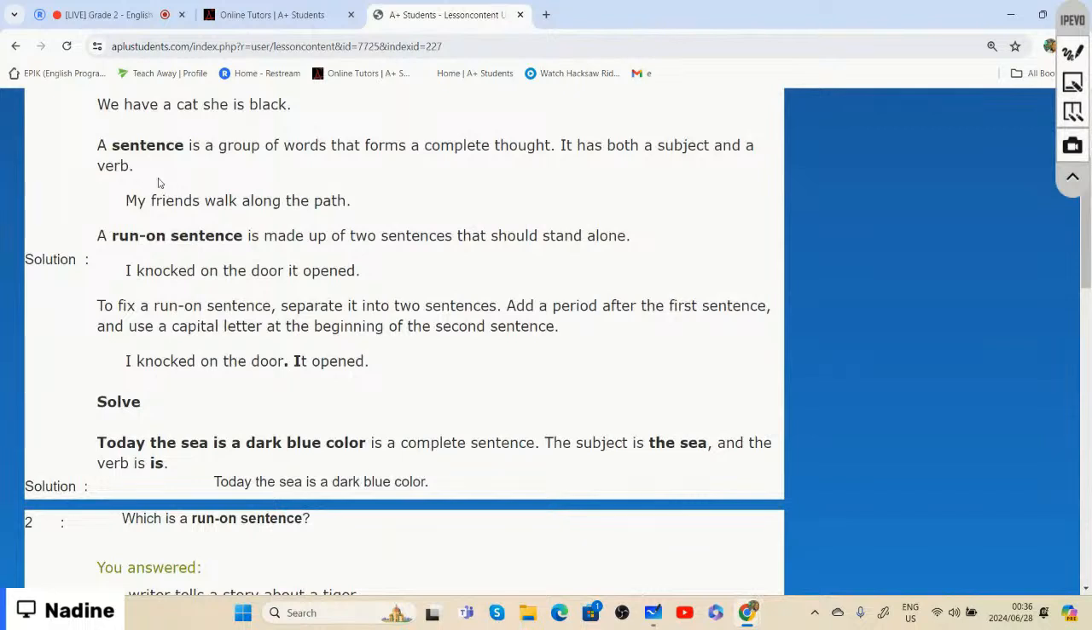And we made an example: I knocked on the door, it opened. But we fix that run-on sentence by letting the two sentences stand on their own, by separating them. Then we say I knocked on the door, period. And then the second sentence starts with a capital letter: It opened.